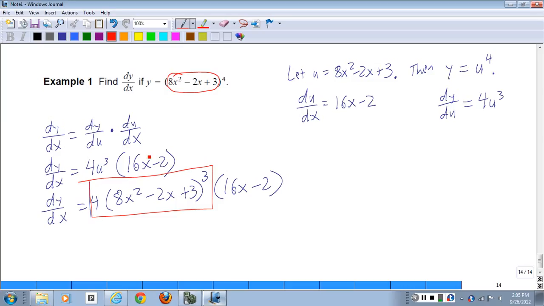So in practice, we won't write the u, and we won't calculate the dy du and the du dx separately. We'll just deal with this in terms of f's and g's and x's, because it takes too long to write all this down. But that's kind of what's going on. We take the derivative of the outside function, and then we multiply by the derivative of what's inside the parentheses.